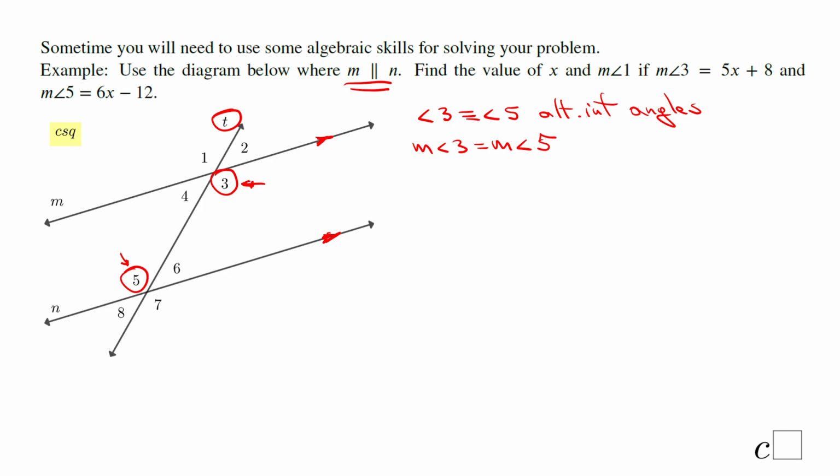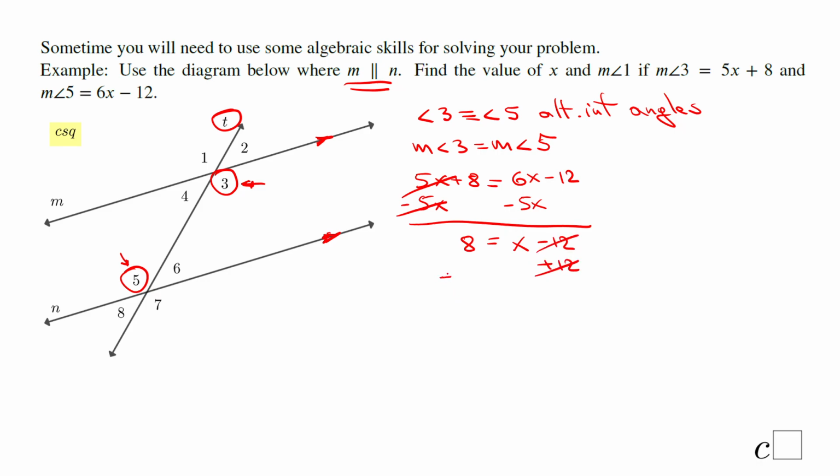Now let's take a look. What is angle 3? Angle 3 is 5x plus 8. And angle 5 is 6x minus 12. So now we need to find x, right? That's the first thing. I personally subtract 5x to get rid of this 5x. Don't forget to do the same thing on the other side, obviously. And we have here 8 equals 6x minus 5x, that is x minus 12. I'm going to add 12 to get rid of this 12, obviously. Add 12 on the other side. And we have 20 equals x, or x equals 20.